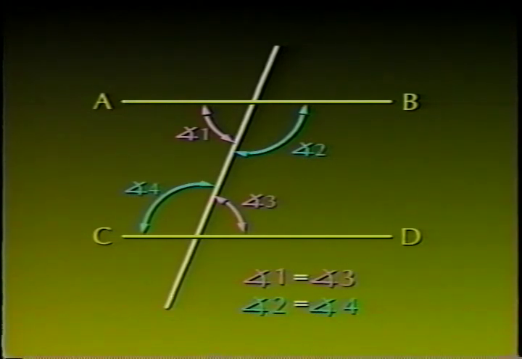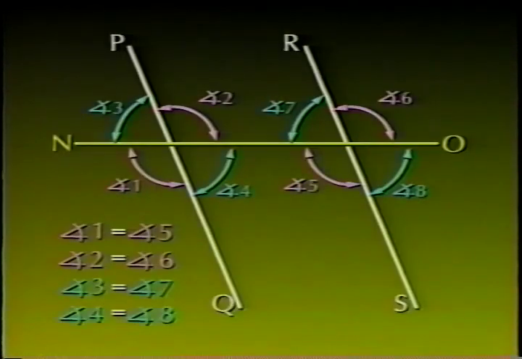same. As shown, angle 1 equals angle 3, and angle 2 equals angle 4. Rule number 3, when two parallel lines are intersected by a transverse line, the corresponding angles formed are the same.